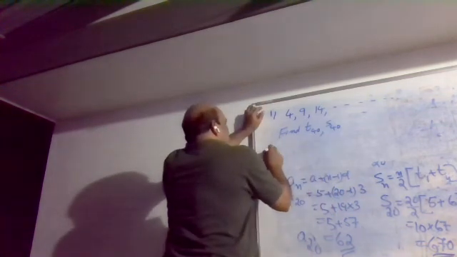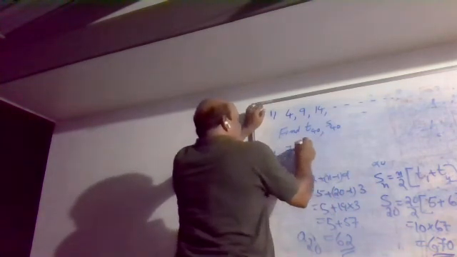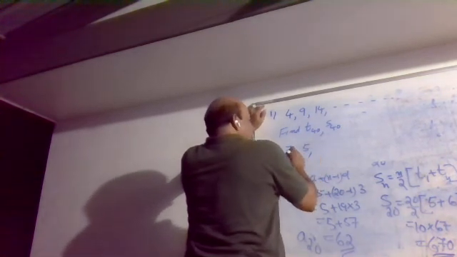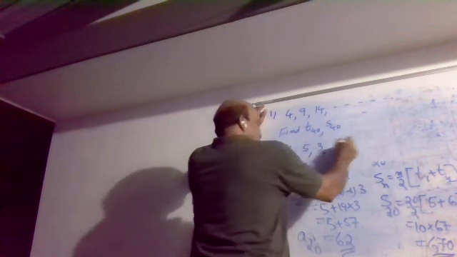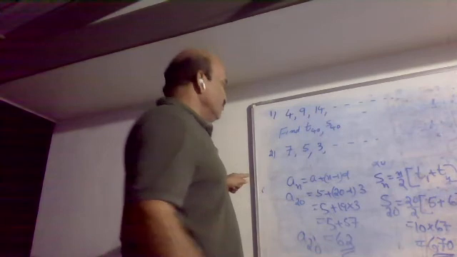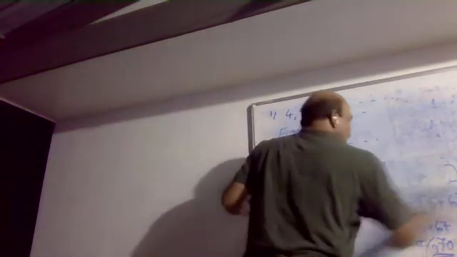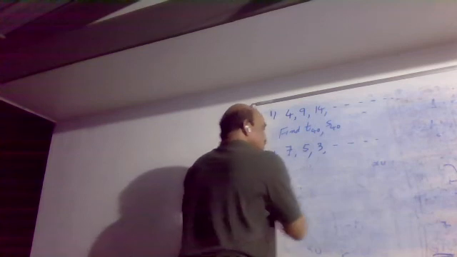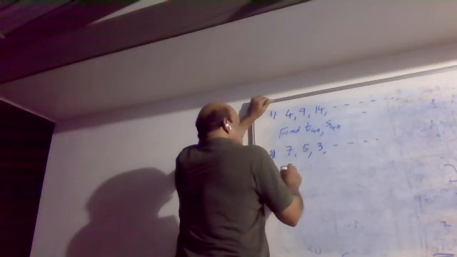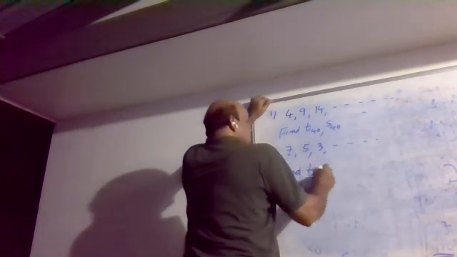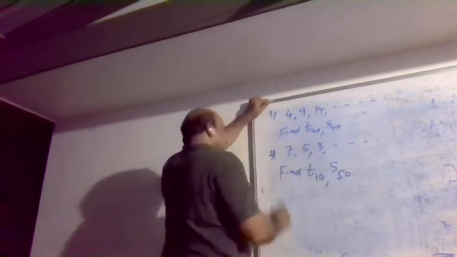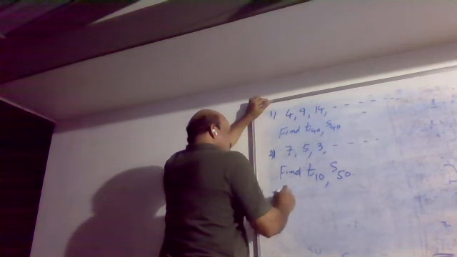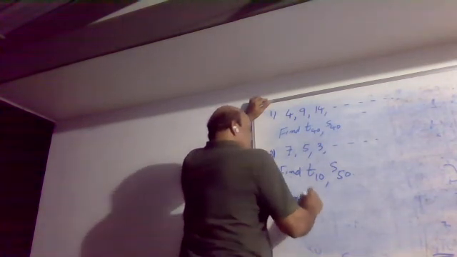Second question. We are given the sequence 7, 5, so it decreases. What is the next number? 2 is decreasing, 3, etc. Here the common difference is negative and the sequence is decreasing. Find t10, then S50. So try this question and also find the number of terms.